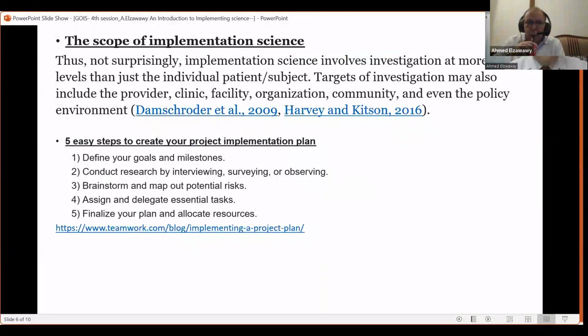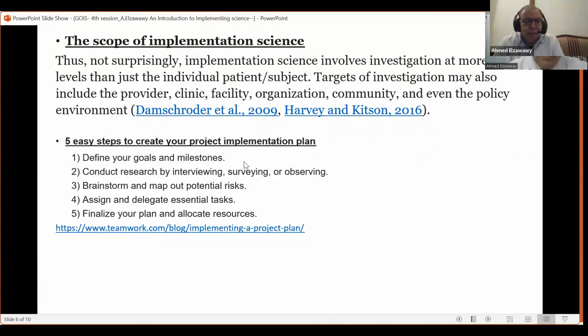The scope of implementation science. Not surprisingly, implementation science involves investigation at more levels than just the individual patient subject. Targets of investigation may also include the provider, clinic, facility, organization, community, and even the policy environment. Here's the reference. You can visit it and read it.